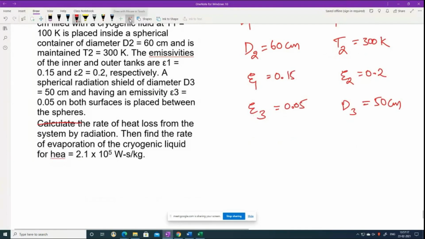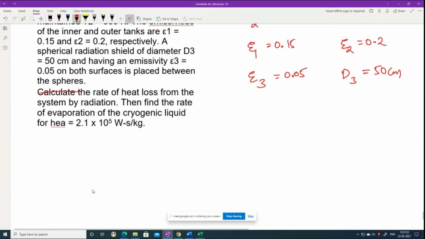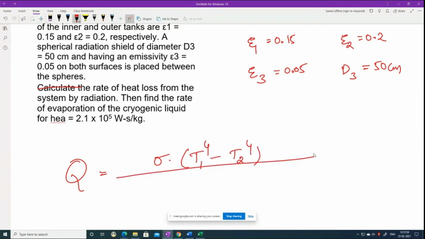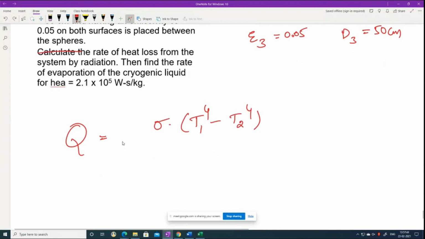In the morning we have solved this. What is the Sigma formula? Q is equal to Q12, you can take, so it is equal to sigma into T1 to the power 4 minus T2 to the power 4, by what should be taken in the denominator?